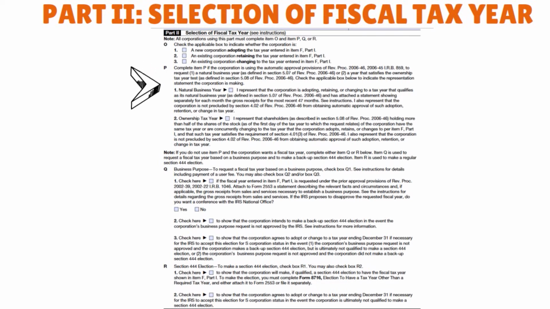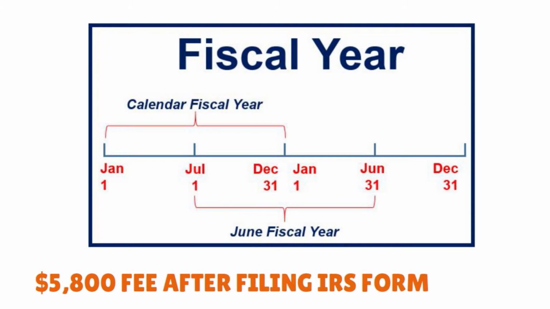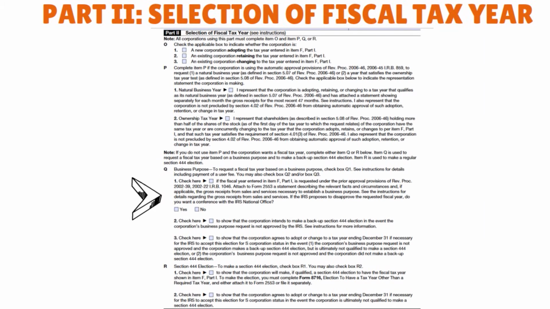And item Q is for companies with another business purpose. Companies using business purpose to justify their fiscal year will have to pay a $5,800 fee after filing IRS Form 2553. And you want to use item R to indicate a Section 444 fiscal year.